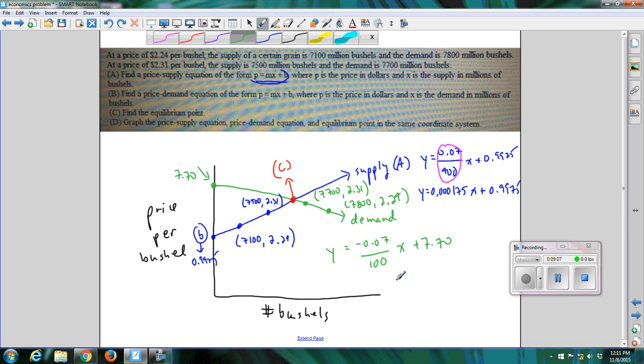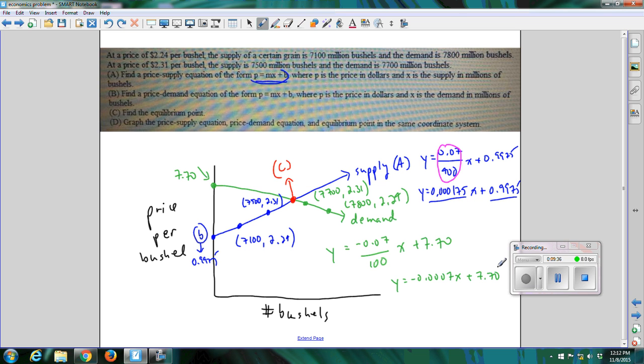That gives you y equals a negative 0.0007x plus 7. So that means, as far as the supply goes, that even when there are 0 bushels available, the price per bushel will still be this, but every extra bushel we get will go up by that much.